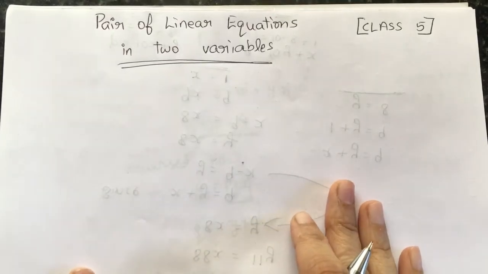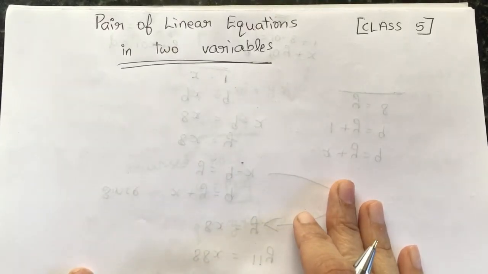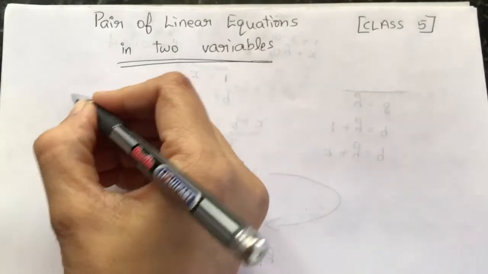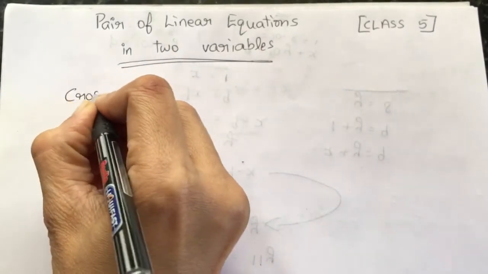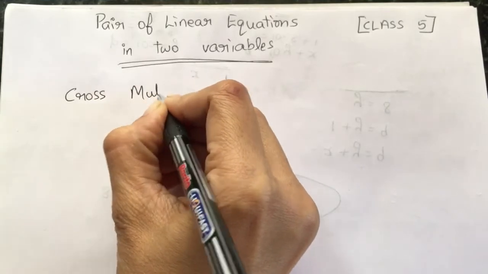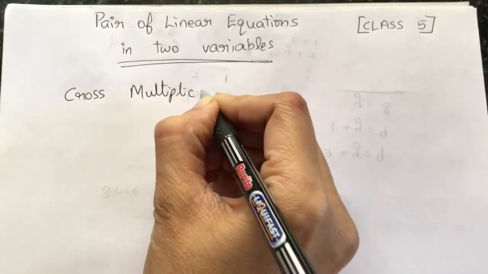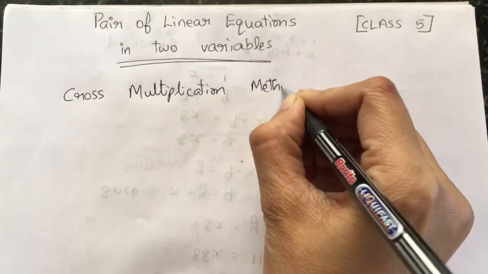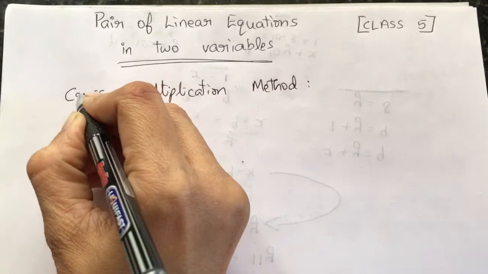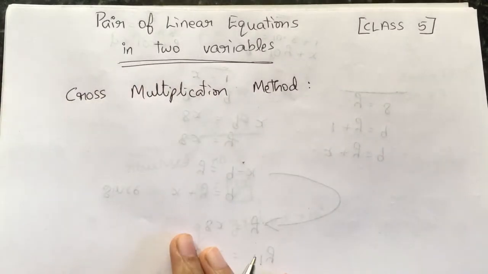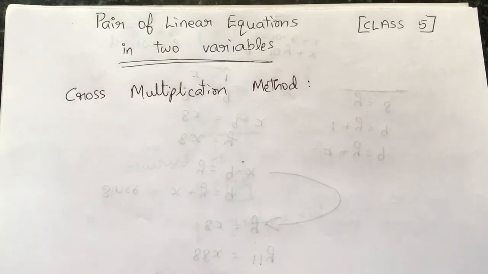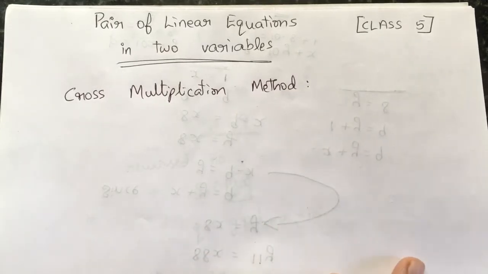Welcome to Math World. Today's class, let us learn one more algebraic method to solve a pair of linear equations in two variables, that is the cross multiplication method. It's quite easy. I'll explain step by step theoretically, then we'll go for a problem.